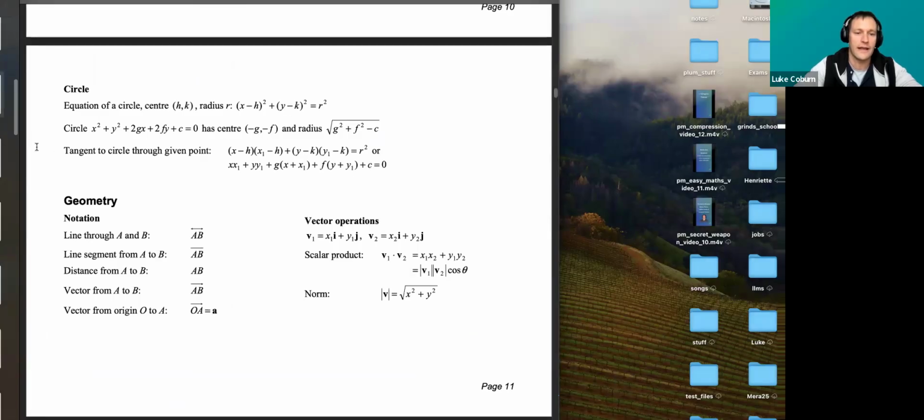And the last thing I'll say is that this formula here, the tangent to the circle through a given point formula, you use that very rarely. Sometimes students use it, but I think sometimes that's just like a shot in the dark type of thing. And then you don't worry about this section. That's not on Leaving Cert Maths.